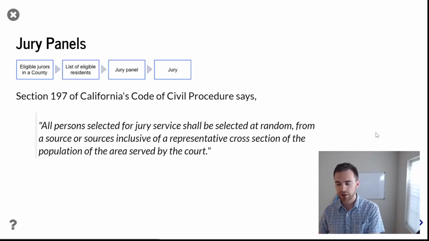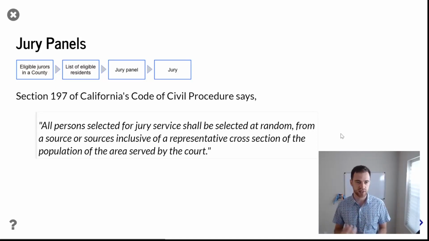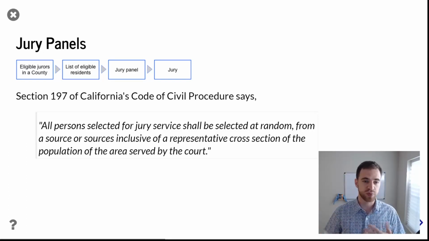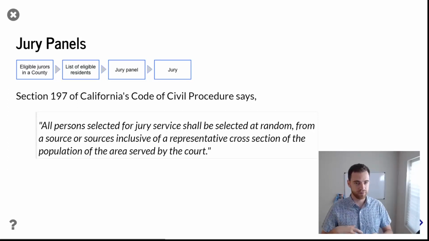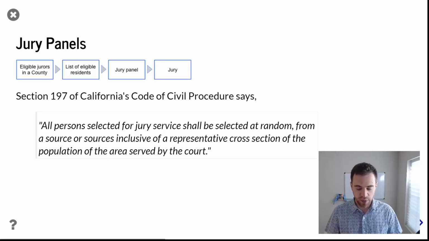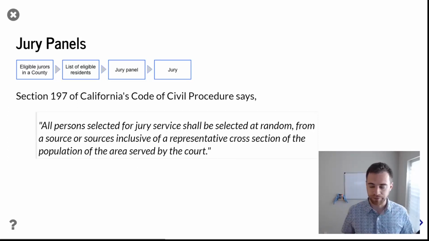So to give some context, remember how juries are selected. You start with the eligible jurors in a county, and then you further reduce this to the eligible residents, so people who are registered voters, for example. And then you further reduce this to a jury panel, and then you take this jury panel and you reduce it to a jury. And California law says that the way that people should be selected for jury service should result in a representative sample. So they even use the word random: they should be selected at random from a source representative of the population.